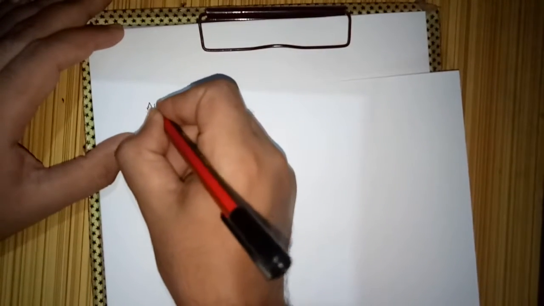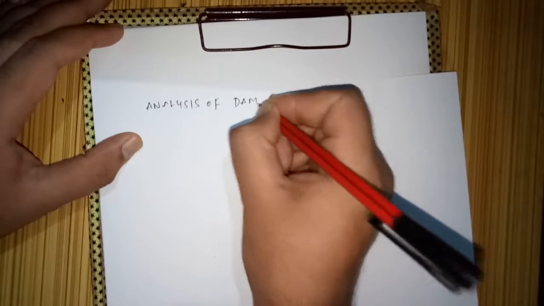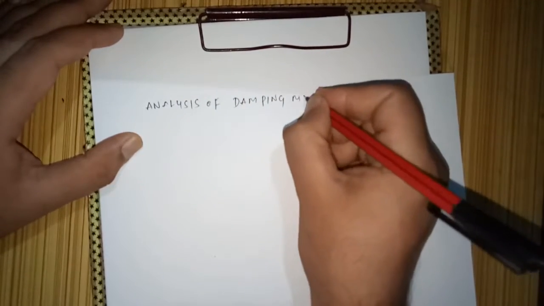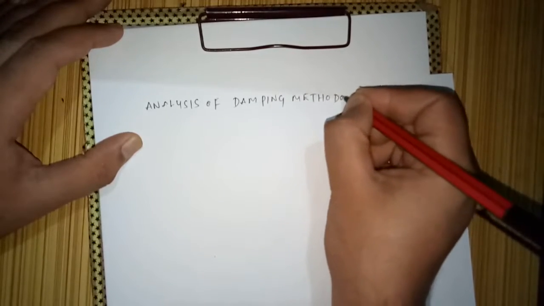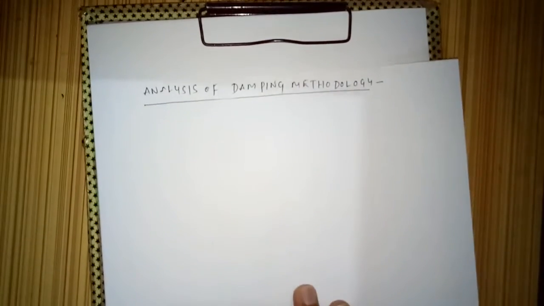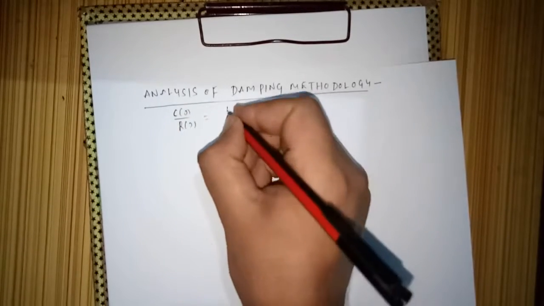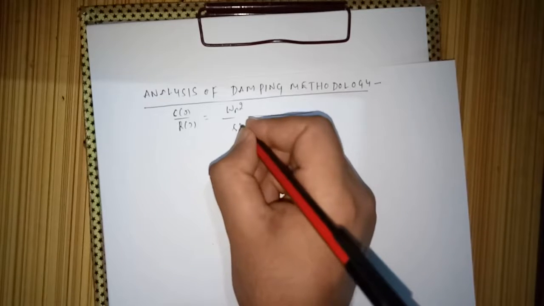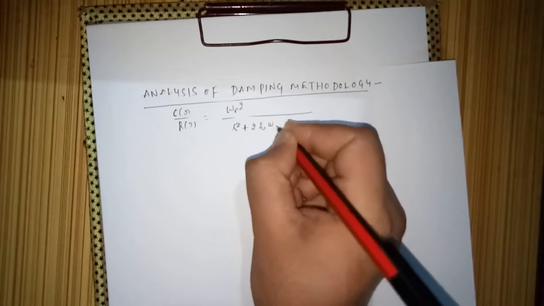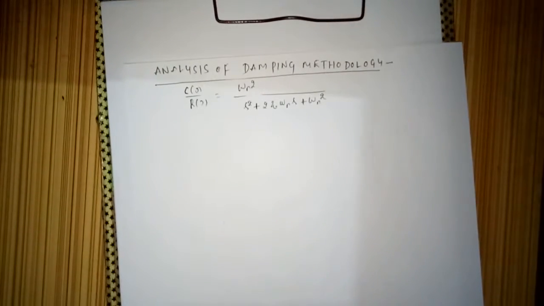So next we'll analyze the damping methodology. Right. We have C(s) by R(s) equal to omega n square upon s square plus 2 zeta omega n s plus omega n square. This is our standard second order system.